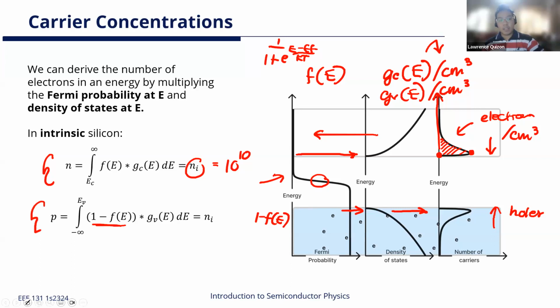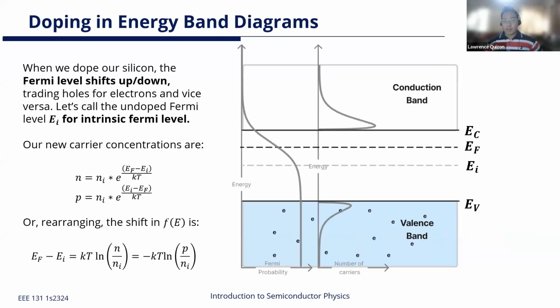Likewise, if we integrate this one from here to negative infinity, we get the total number of holes, which should be about 10 to the 10 as well. All right. So, now that we've talked about that one, let's talk about doping.